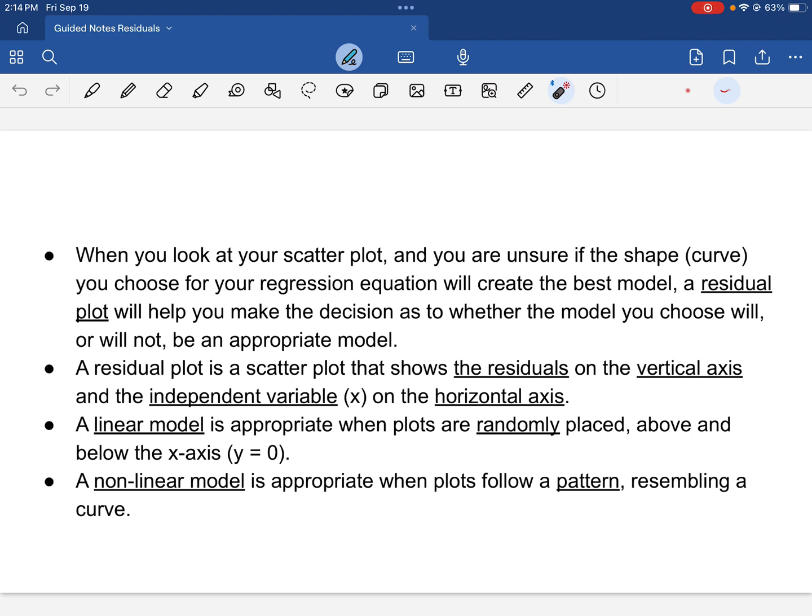When you look at a scatter plot and you're unsure if a curve shape should be chosen for your regression equation, creating a residual plot could be helpful for you to figure out if it's the best model. In a residual plot, your vertical axis is your residuals, so that would be your y-axis, and your horizontal axis is your x values. A linear model is appropriate when the points are randomly placed above and below the x-axis. A nonlinear model is appropriate if the plot follows a pattern resembling a curve.